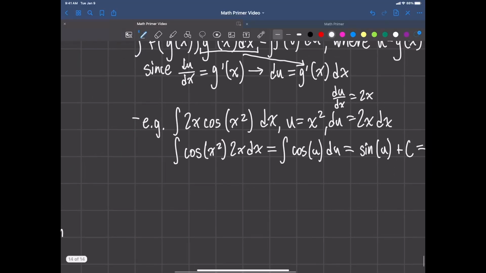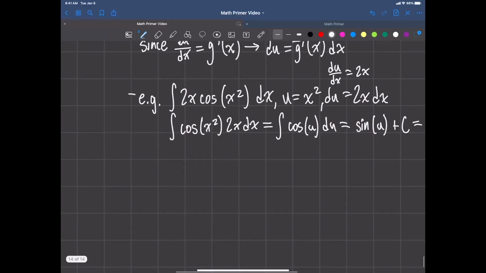So that was the substitution method. The next method is called integration by parts.